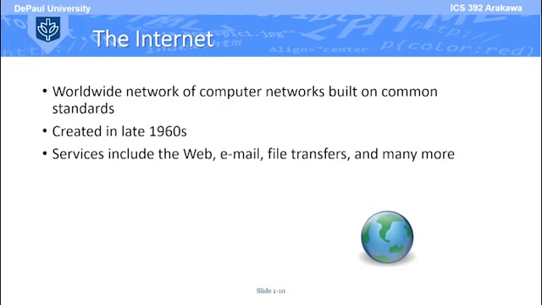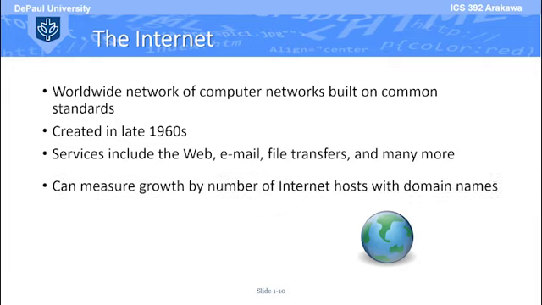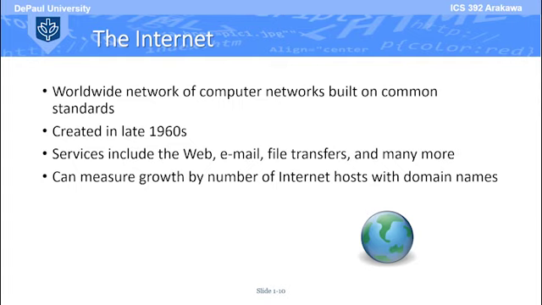Some of the services on the Internet include the World Wide Web. So the World Wide Web is part of the Internet. It also includes email, file transfers, real-time chat, bulletin board services, and a bunch of other parts of the Internet. We typically measure the Internet by the number of hosts, and we can think of these as different websites. Like we mentioned earlier, we'll cover this in much more detail in Chapter 3.